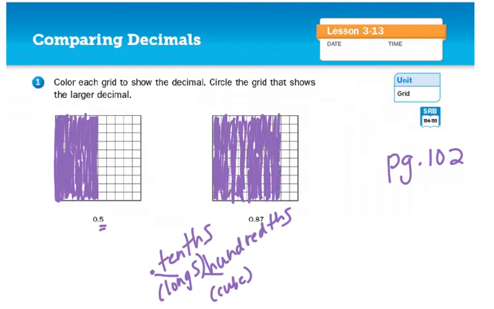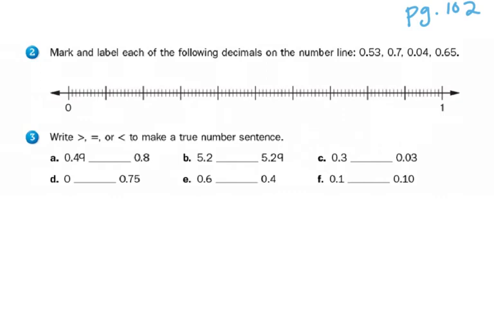And the next number, 87/100, shows me that I need 7 cubes. What this shows me is that 87 out of the 100 needed to cover the flat is what it represents. So 5/10 is less than 87/100. In number 2 on page 102, you're going to mark and label each of the following decimals on the number line.